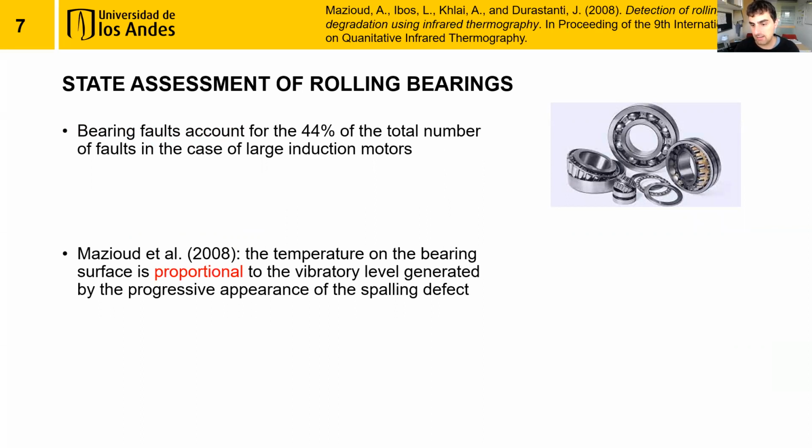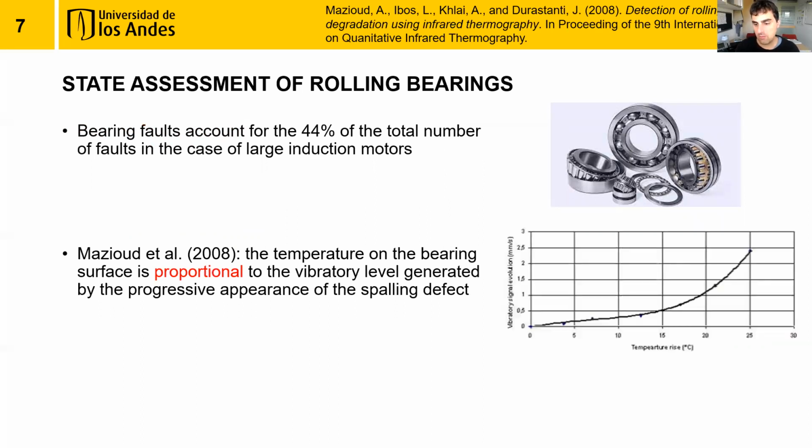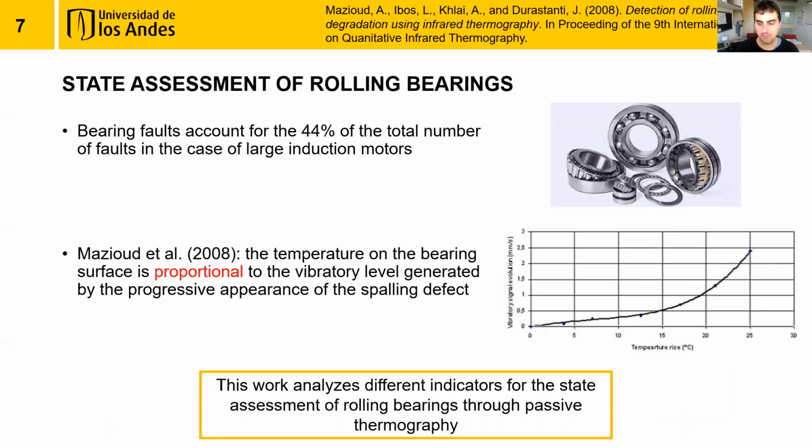After a literature review, we identified just one work that studied the use of infrared thermography for the state assessment of rolling bearings. Here, the authors analyzed the spalling defect on the outer race of rolling bearings, and through experiments they demonstrated that the temperature on the bearing surface was proportional to the vibratory level generated by the progressive appearance of the defect. Therefore, infrared thermography seems viable for the state assessment of rolling bearings, even if the authors did not attempt to classify the severity of the failure.